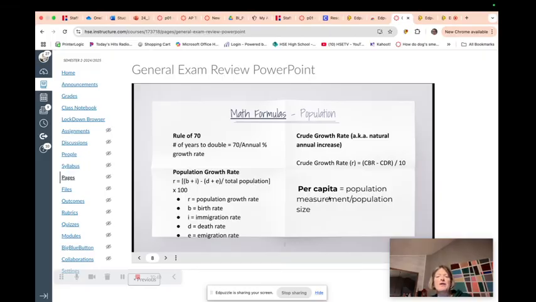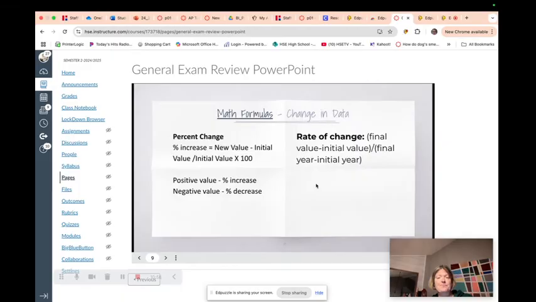Don't forget that per capita is the population measurement divided by the population size. So it's how much is happening out of how many people, okay? All right, percent change. Percent change is always going to be on the test somewhere. It's just something that we have on all. I think I've had a problem on percent change on just about every single unit test. So that is going to be final minus original divided by original. I always tell you all, don't forget FOO. Final minus original divided by original times 100.